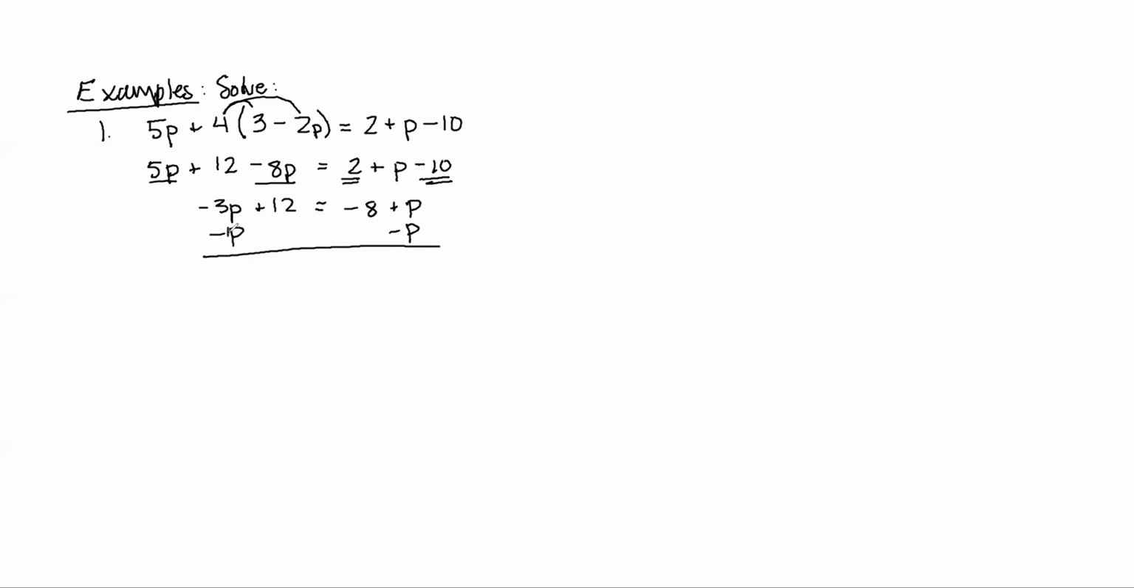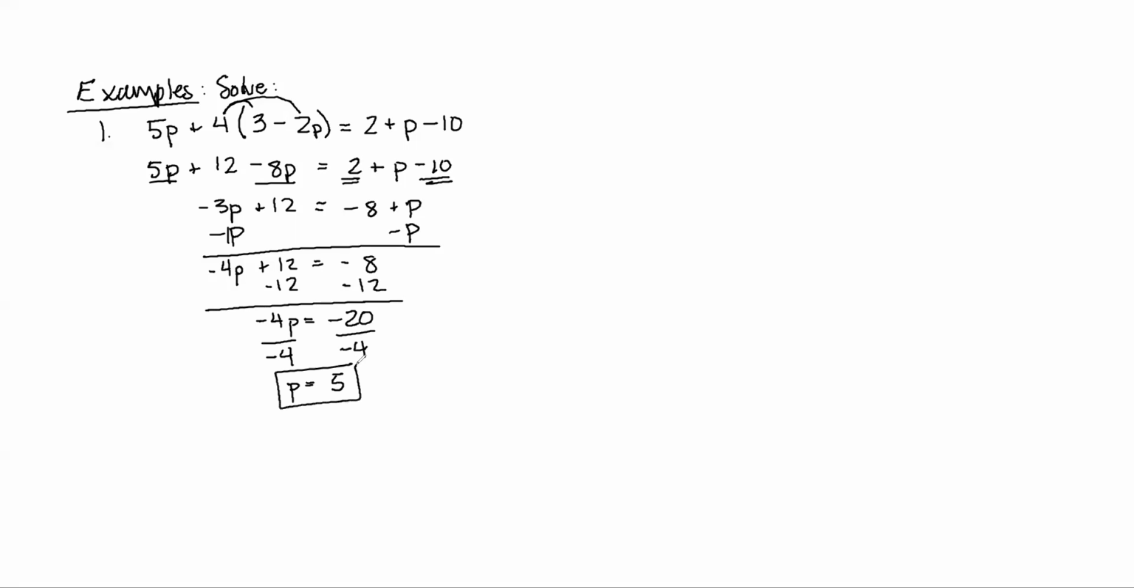So we get negative 4p plus 12 equals negative 8. Now we can move the constants to the right, so minus 12 from both sides. And we get negative 4p equals negative 20. And then dividing by negative 4, we get p equals 5.